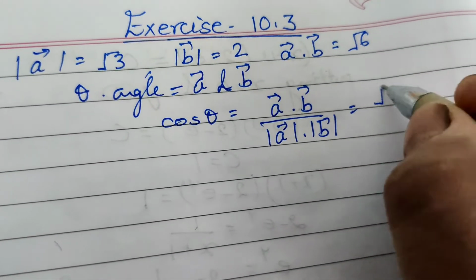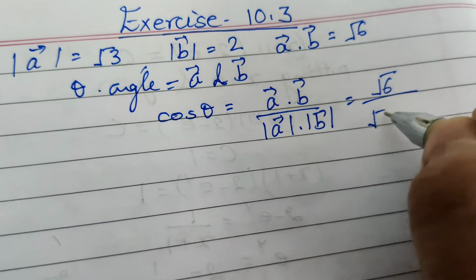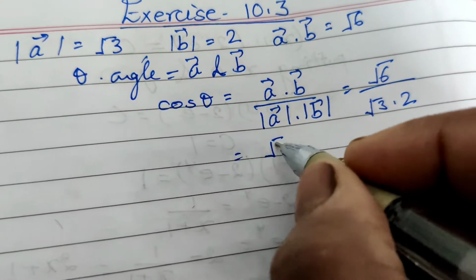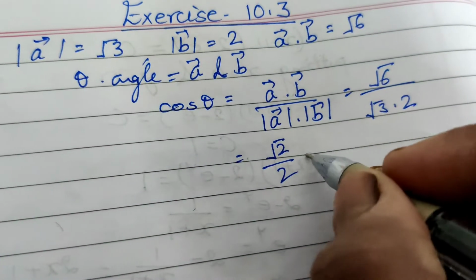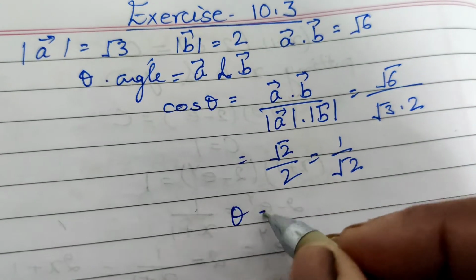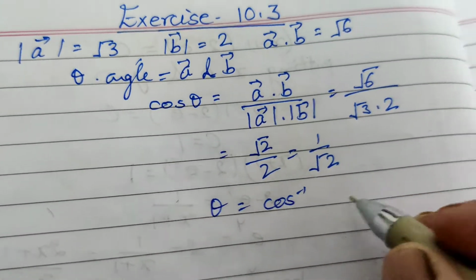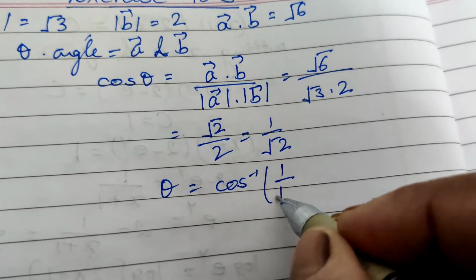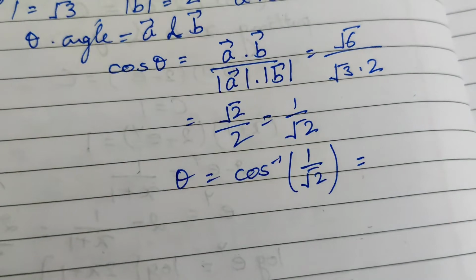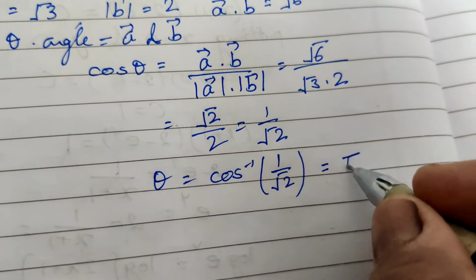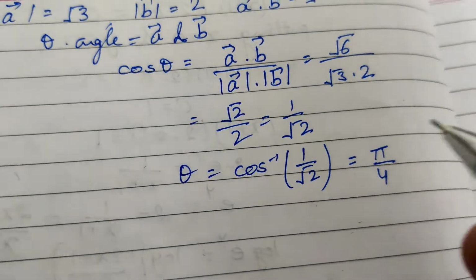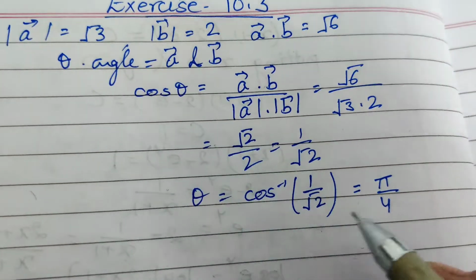It is equal to root 6 by root 3 into 2. Root 2 by 2, cancel. It means 1 upon root 2. So theta equals cos inverse 1 by root 2. The value of 1 by root 2 is cos 45 degrees, which means cos pi by 4. Okay, the angle between vectors A and B is pi by 4.